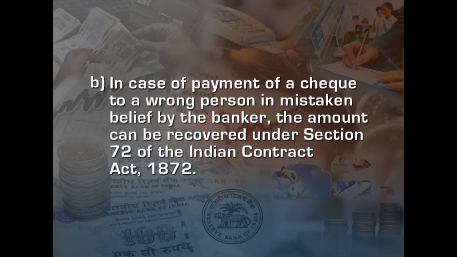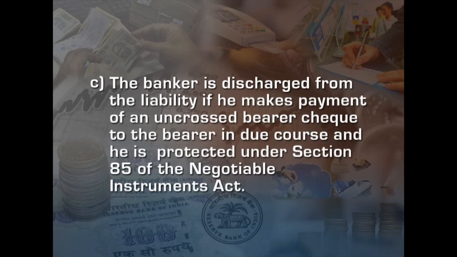B. In case of payment of a check to a wrong person in mistaken belief by the banker, the amount can be recovered under Section 72 of the Indian Contract Act 1872. C. The banker is discharged from the liability if he makes payment of an uncrossed bearer check to the bearer in due course, and he is protected under Section 85 of the Negotiable Instruments Act.